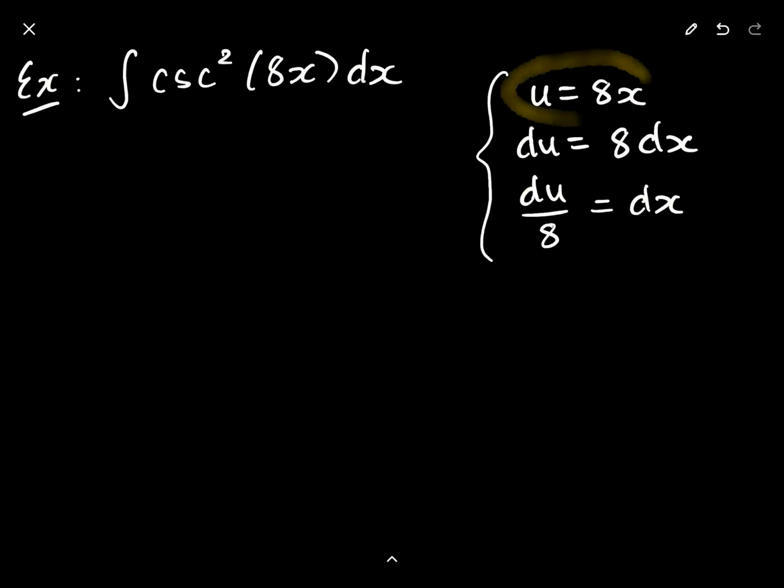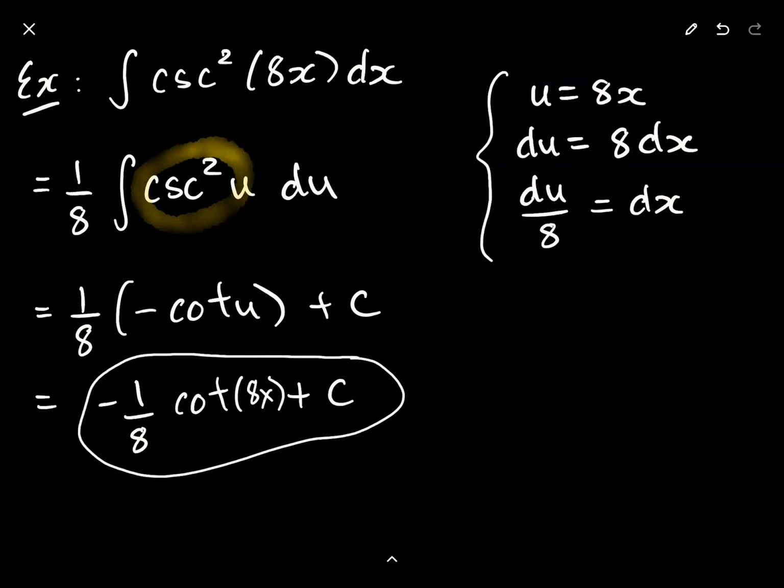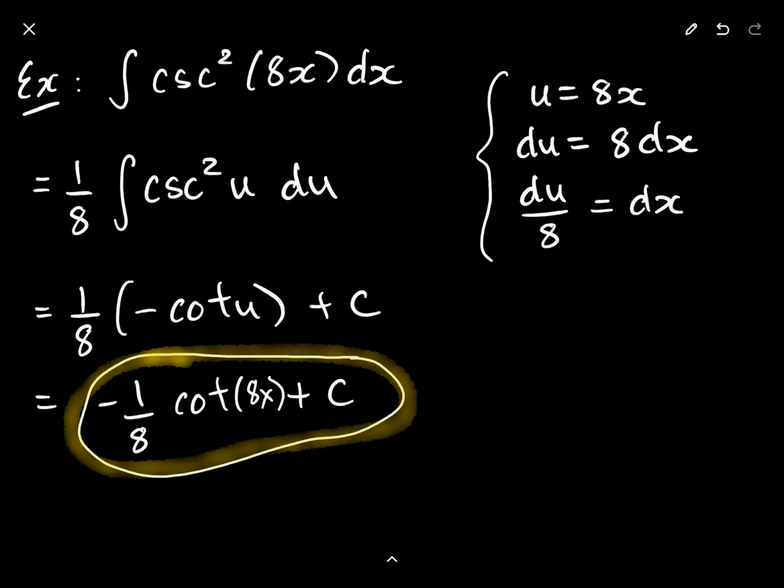So 8x we will replace with u, and dx we will replace with du over 8. So the 1 over 8 will be a constant in the front, and we have the integral of cosecant squared u du, which is a basic integral in u. The antiderivative for cosecant squared u will be minus cotangent u plus c, and we can rewrite it back in x. The antiderivative is minus 1 over 8 cotangent of 8x plus c.